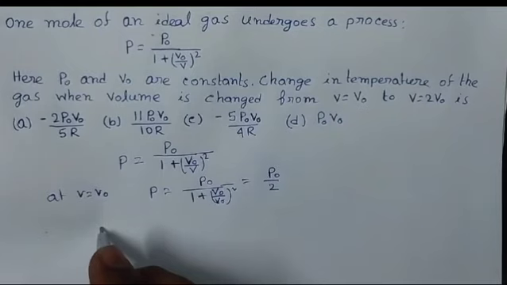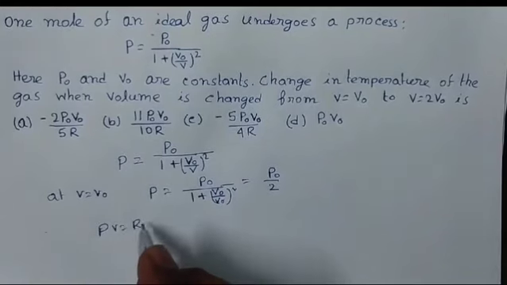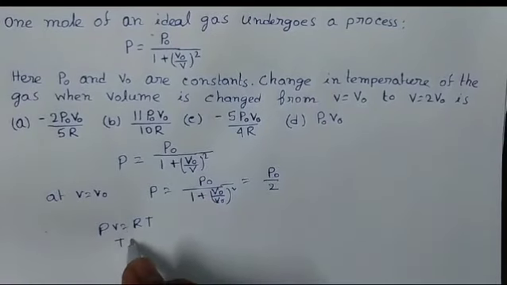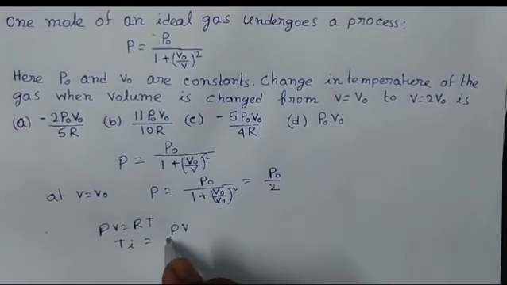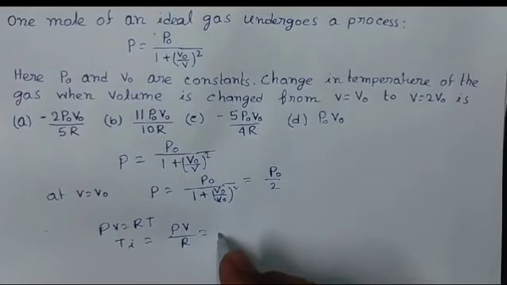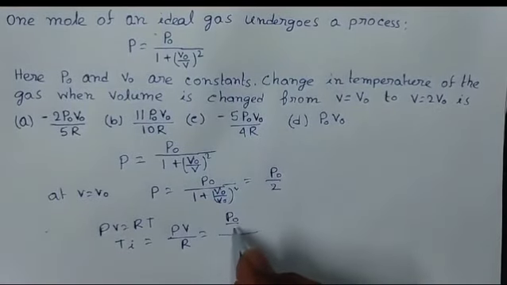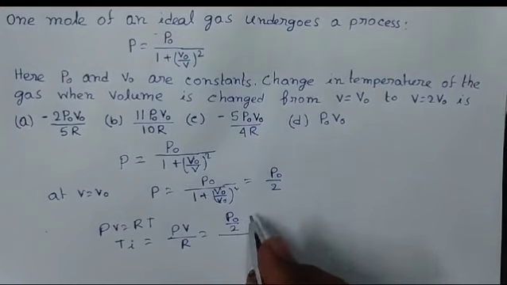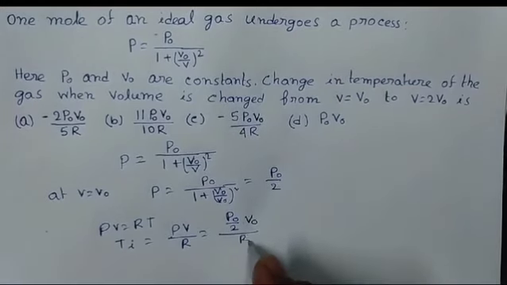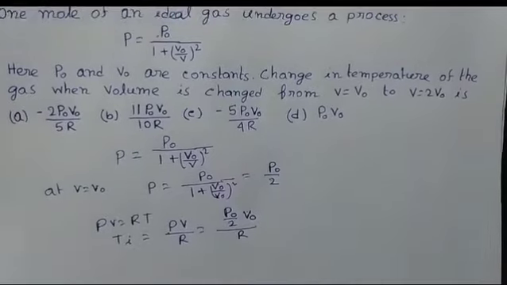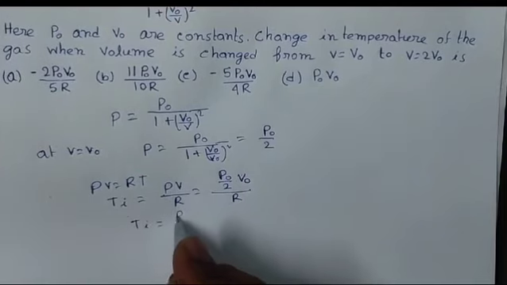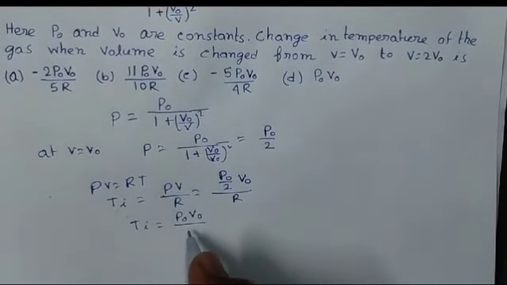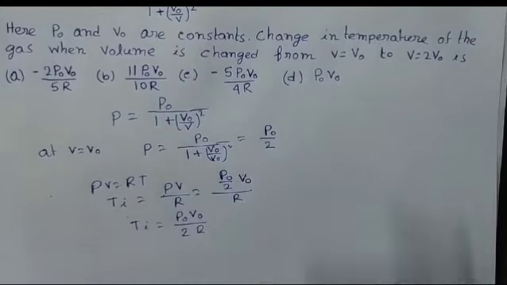Now from the ideal gas equation, PV equal to RT. So Ti is equal to PV by R. Here P is P0 by 2 when V is V0. So initial temperature Ti is P0 V0 by 2R.